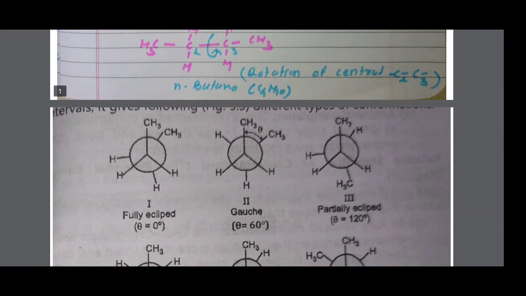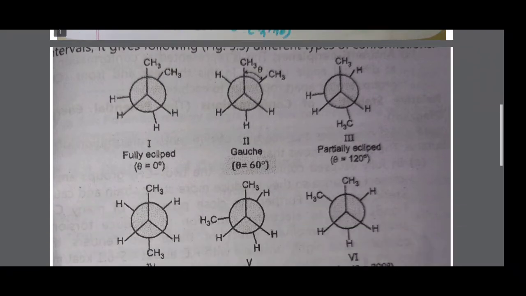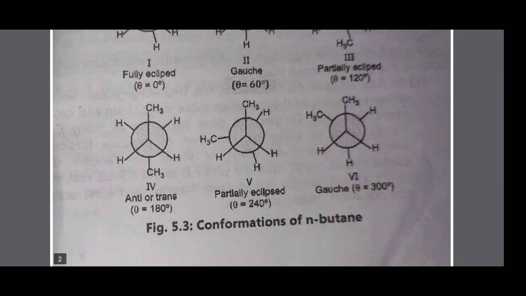I am showing here the conformations of butane. At first conformation 0 degree fully eclipsed, second conformation Gauche, third one is the partially eclipsed, then fourth one is the anti or trans, dihedral angle 180 degree. Then partially eclipsed, dihedral angle 240 degree. And Gauche is the 6th conformation, dihedral angle 300 degree, and one more conformation at 360 degree, that is the fully eclipsed conformation. These are the conformations of butane.